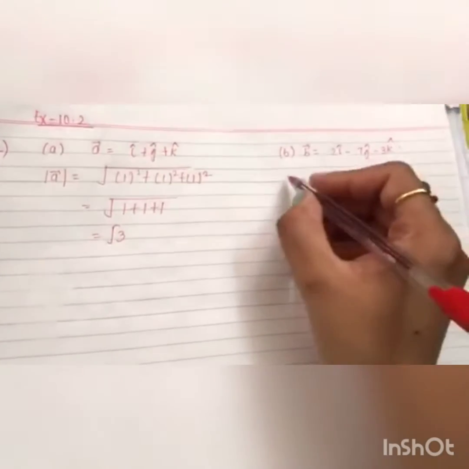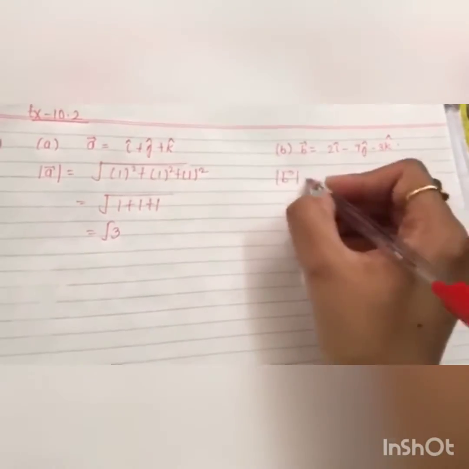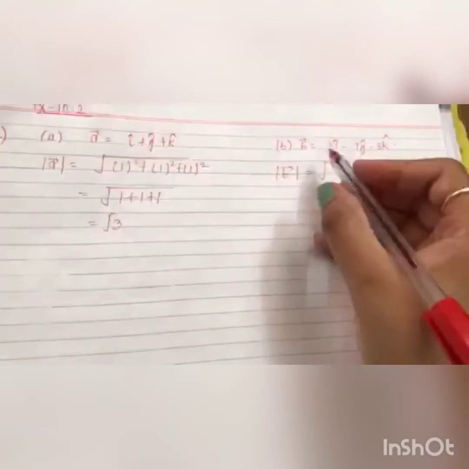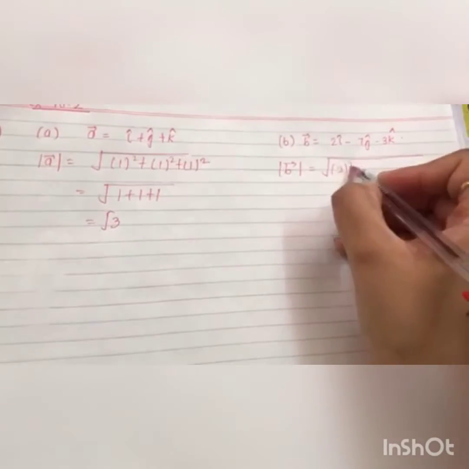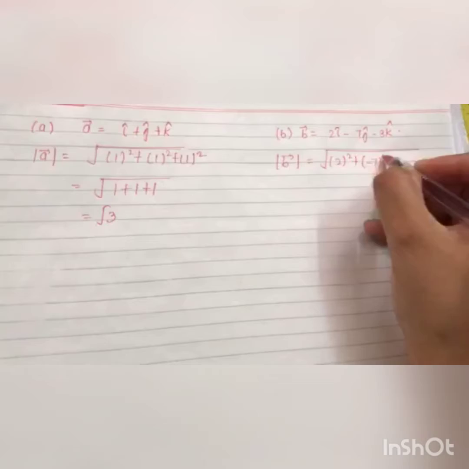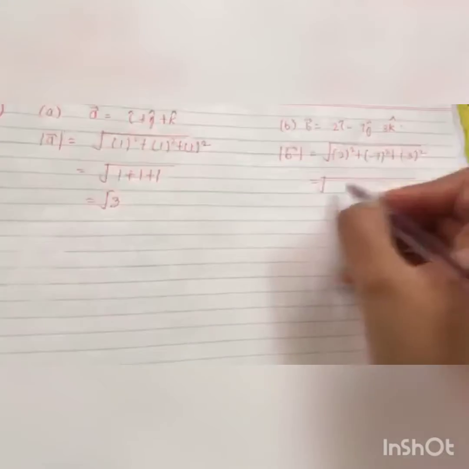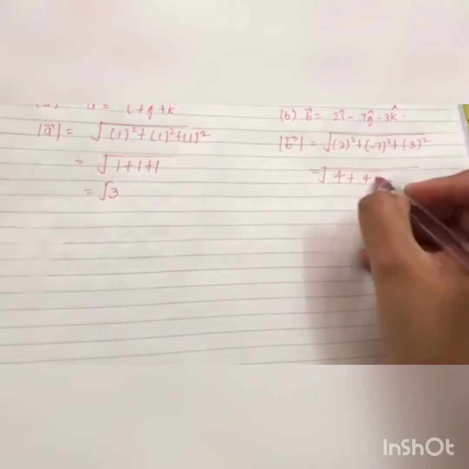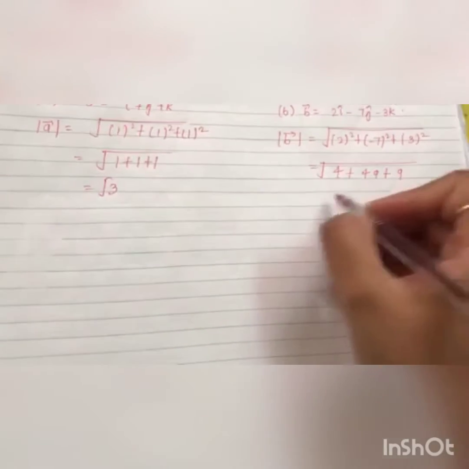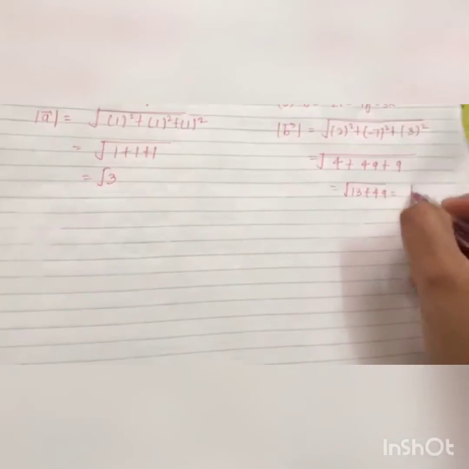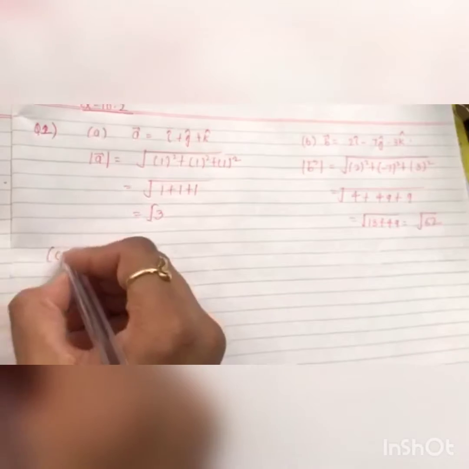Similarly, magnitude of B, that means mod B, is equal to the square root of, don't apply shortcuts, you have to write it properly, coefficient of i cap square plus coefficient of j cap square plus coefficient of k cap square. So this is 4 plus 49 plus 9, which is equal to 13 plus 49, that means the square root of 62. So next is C part.